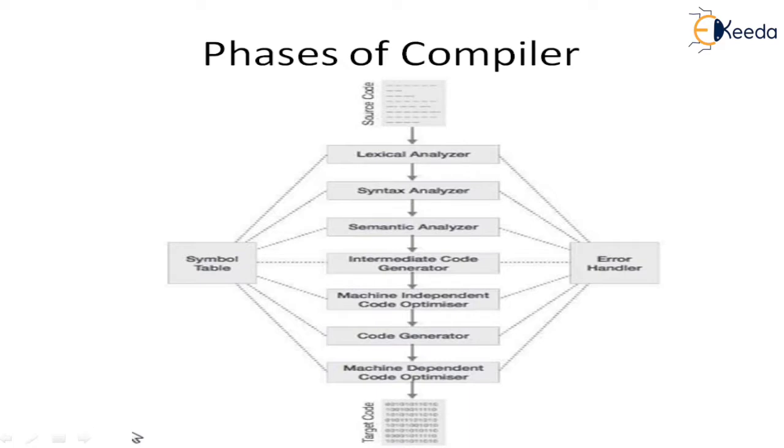The compiler contains 6 phases: lexical analyzer, syntax analyzer, semantic analyzer, intermediate code generation, machine independent code optimizer, and code generator. These are the 6 steps. After that, from the code generator, the machine dependent code optimizer is used on the target code, and that uses the symbol table for processing. Error handling is a facility provided by the compiler. So these are the phases of a compiler. We will discuss each phase in brief.